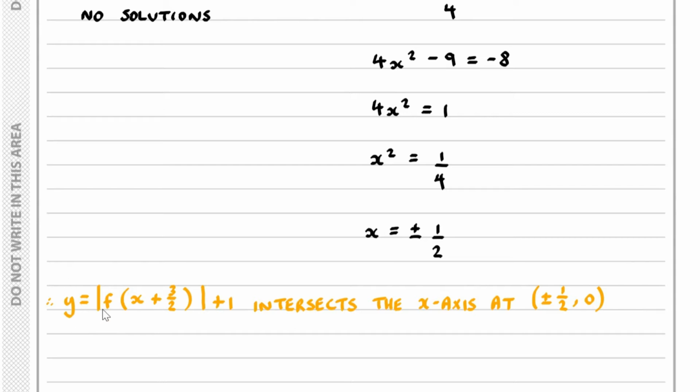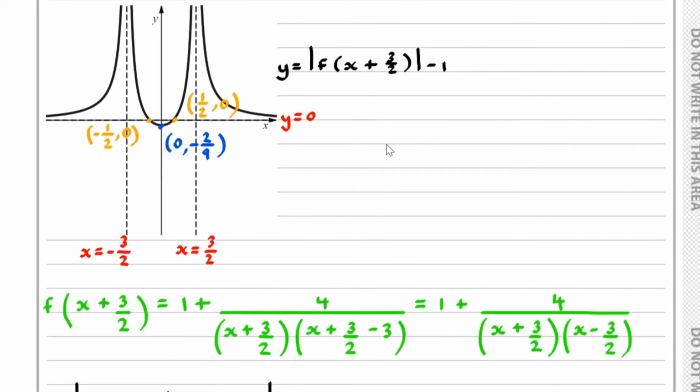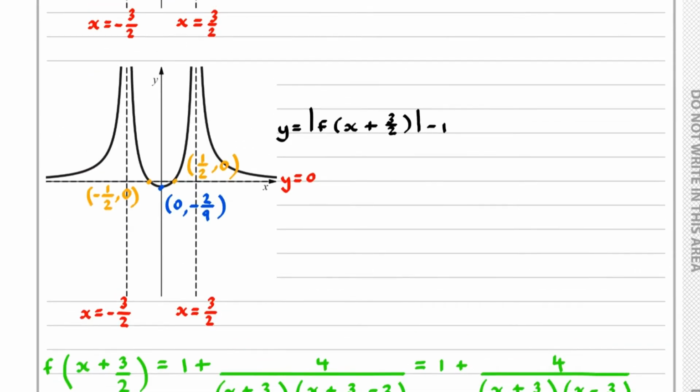The graph of y equals the mod of f of x plus 3 over 2, modded, subtract 1 intersects the x-axis at plus minus a half, 0. And that's what we see over here. So here is our required graph.